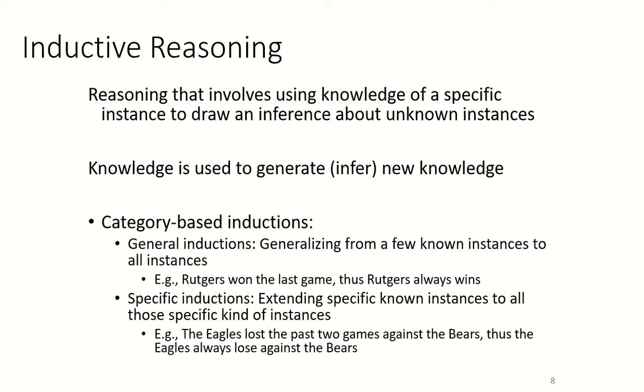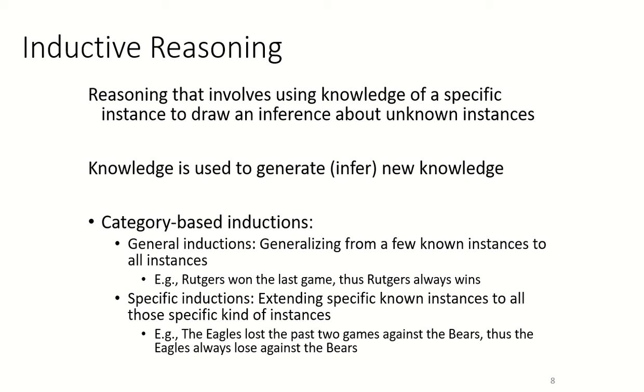The way in which this can work is, for example, by category-based inductions. What happens here is that we know a few known instances of something and then generalize it to all instances. So for example, maybe we are big football fans and we saw that Rutgers won the last game. Therefore, we induce or we infer that Rutgers always wins their football games. That's a general induction.